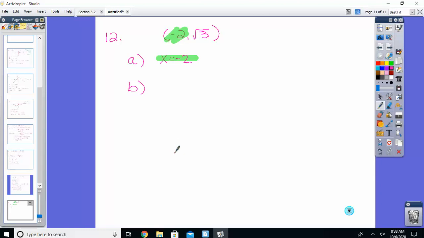So as long as you know what the equation of a vertical line looks like, that's a really easy question, no work required. B wants the equation of the horizontal line. What's the equation of a horizontal line? Y equals a number. So if you go through this point, your y is radical 3, and that's it. What's the slope of a vertical line? Vertical line slope is undefined, horizontal line slope is 0. Good.